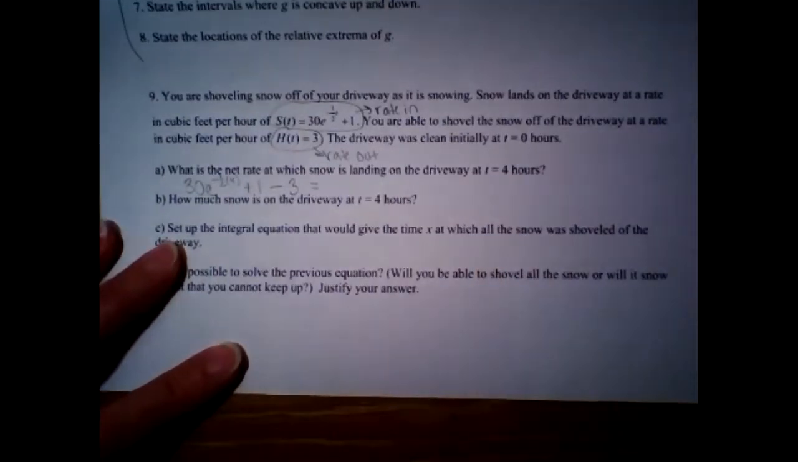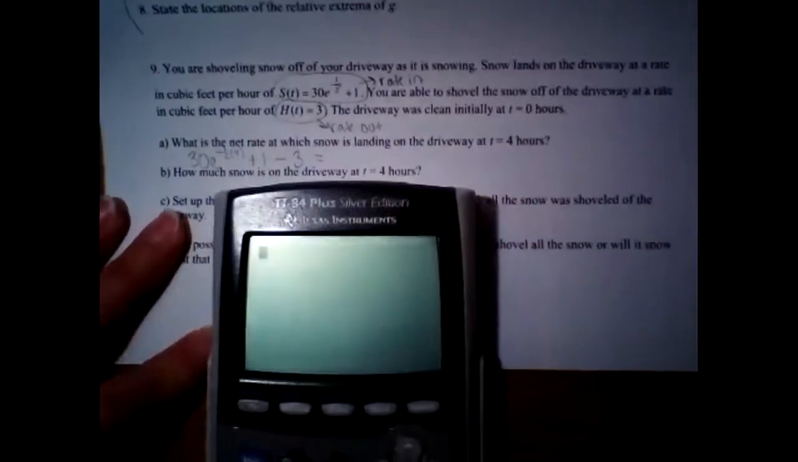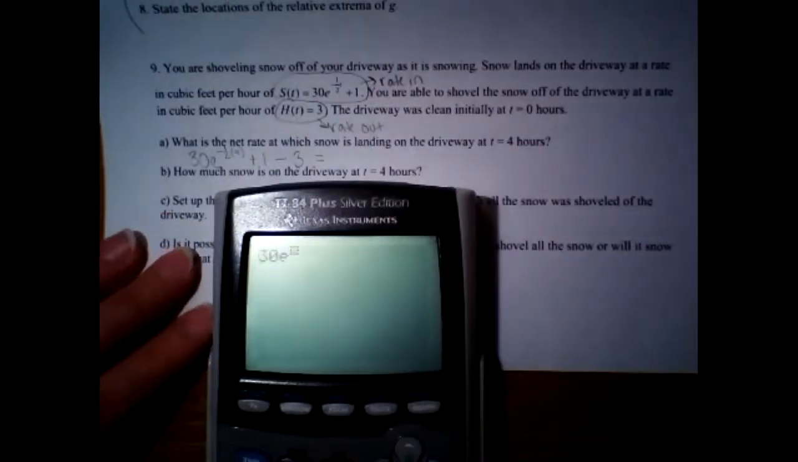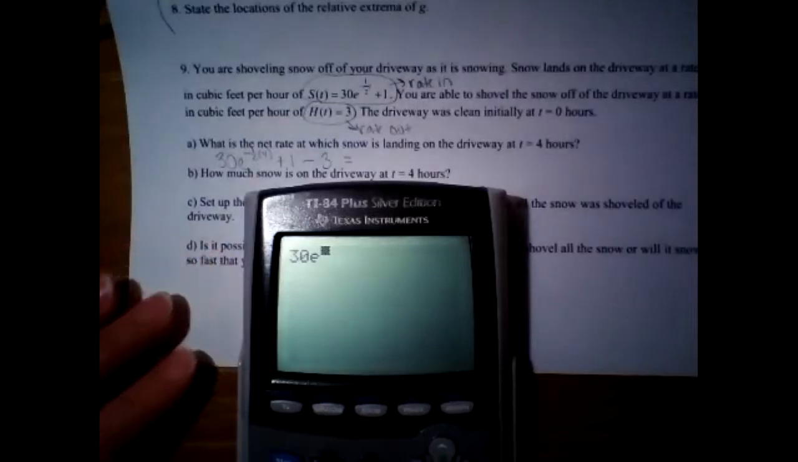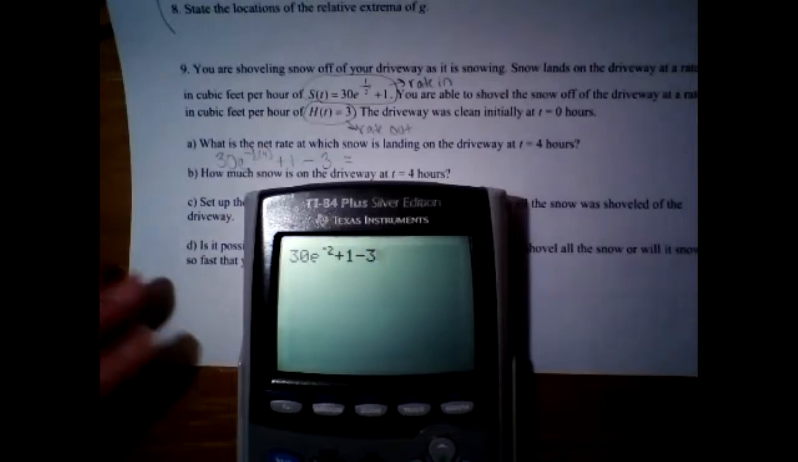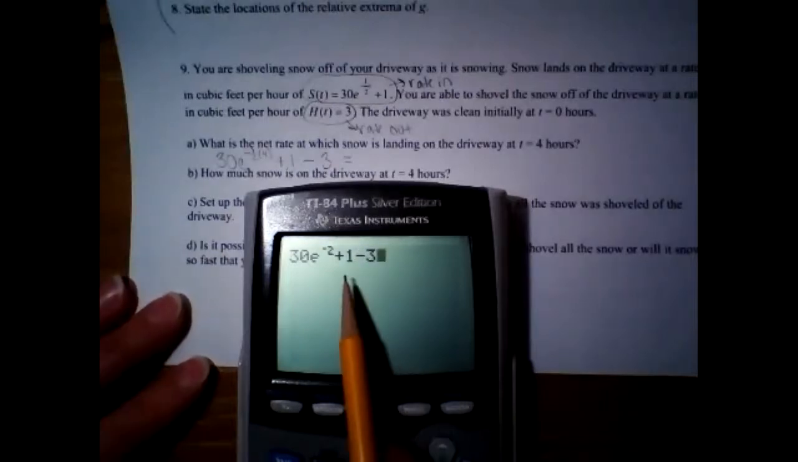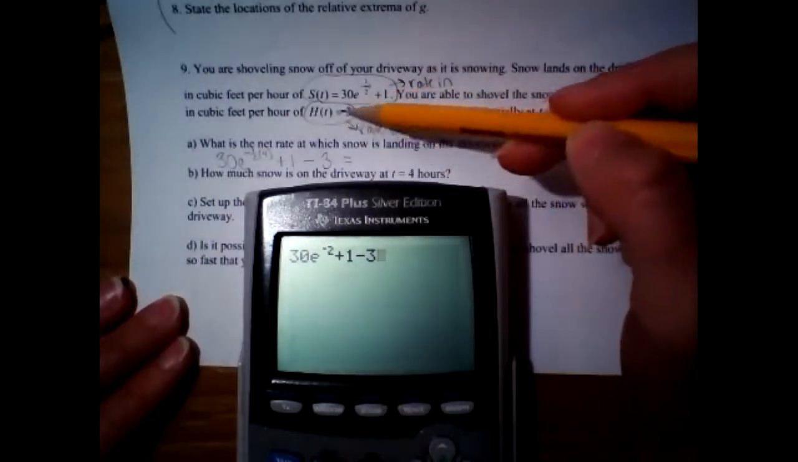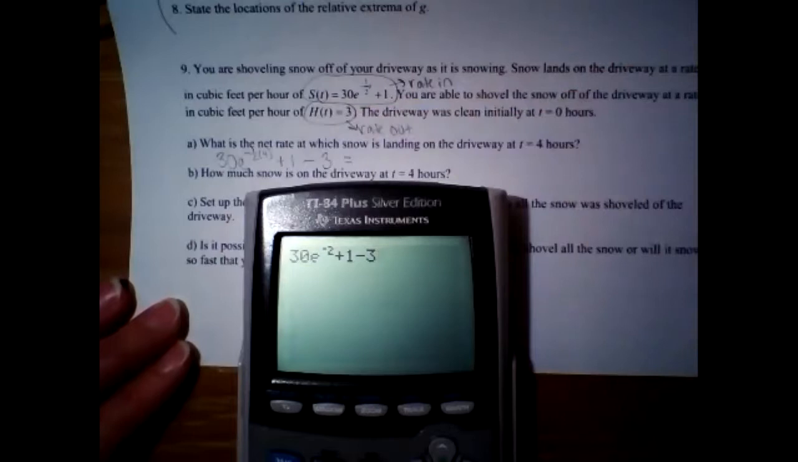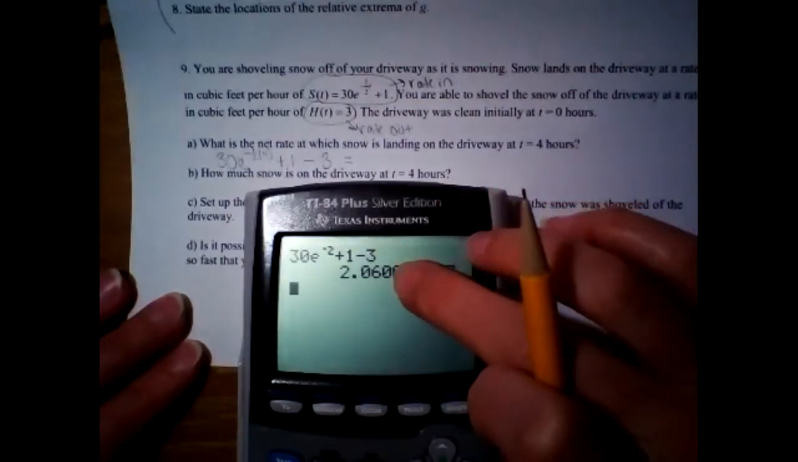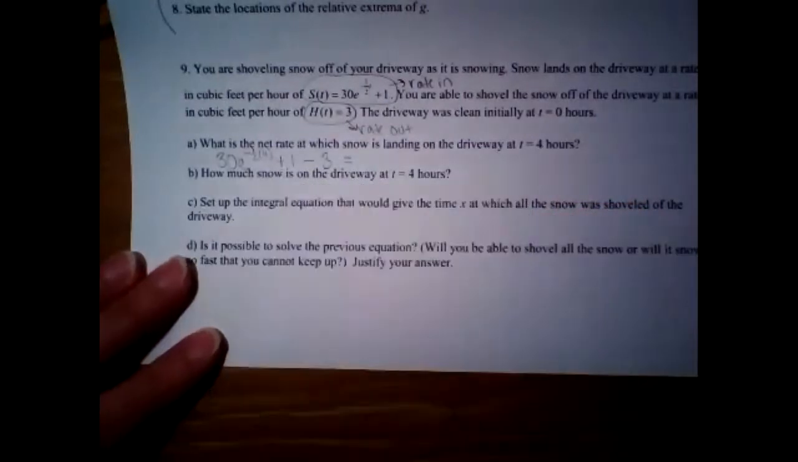And again, we're just going to type that in. All right, so 30 e to the power -1/2 times 4, that would be -2, and then plus 1 minus 3. Or you could just type -2. I'm just trying to show that they are from 2 separate equations. The plus 1 was part of this equation, and then minusing the rate out is the -3. Right, again, 3 decimal points. So 2.060.